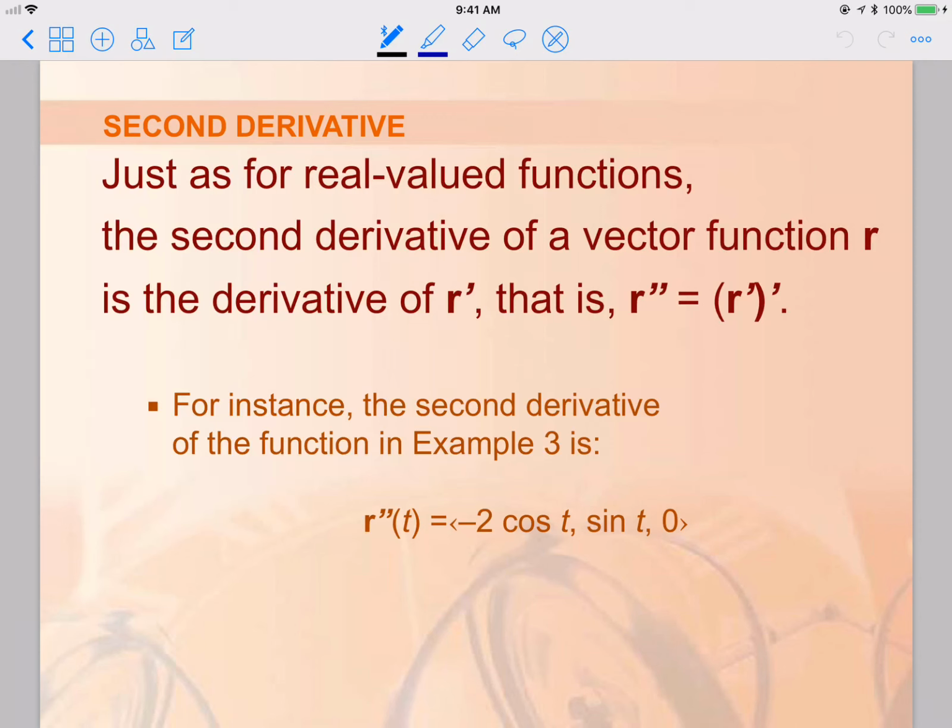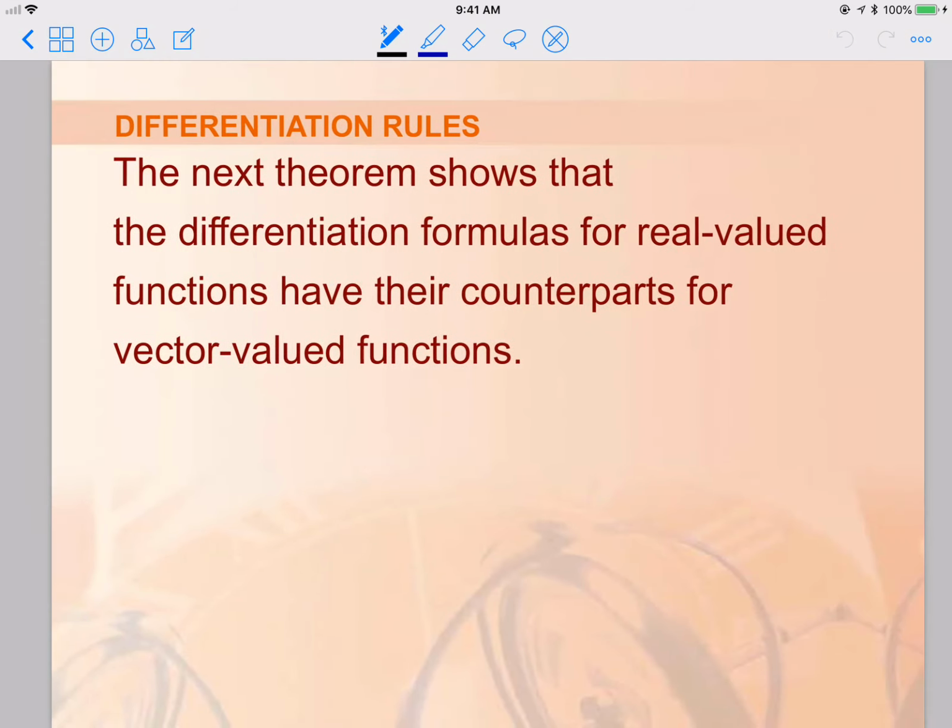Okay. And now this is something to mention, that similar to real value functions, we can take second derivatives, right? So r double prime of t, you're just going to take the derivative twice in each component.